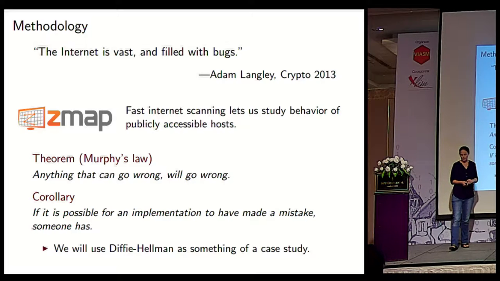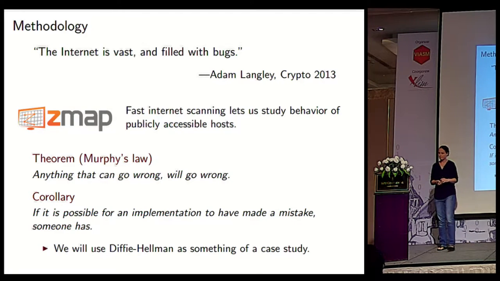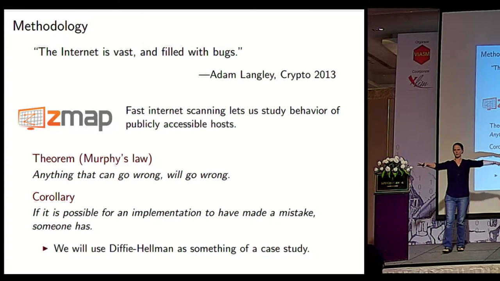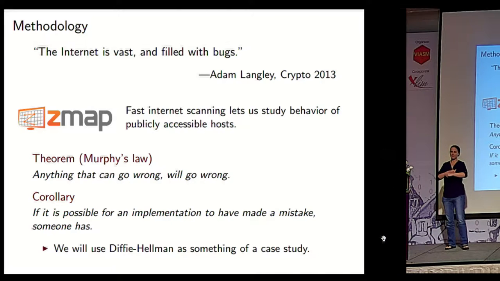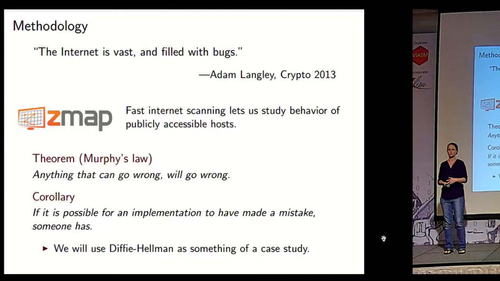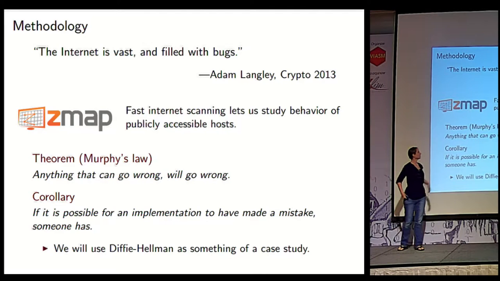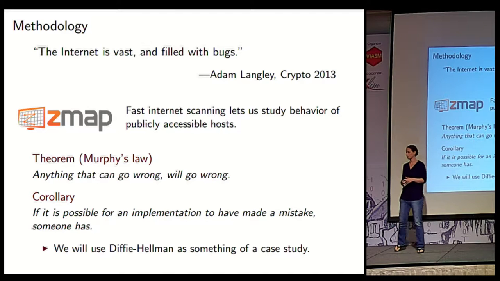So the methodology that I've been using is to look at the entire global scale of what cryptographic deployments look like. So scan everything on the internet. This is possible now with a number of high-speed scanners. ZMap is the one that my collaborators and I have been using, well, they developed it and we've been using it. There's also Masscan and several other options.